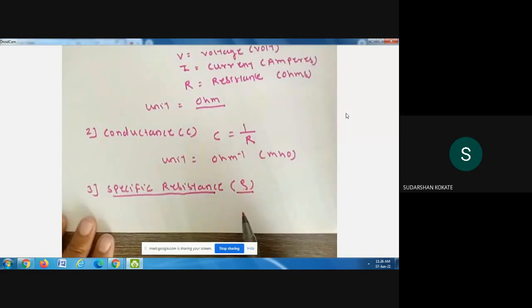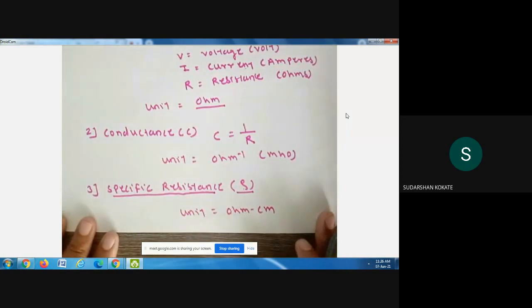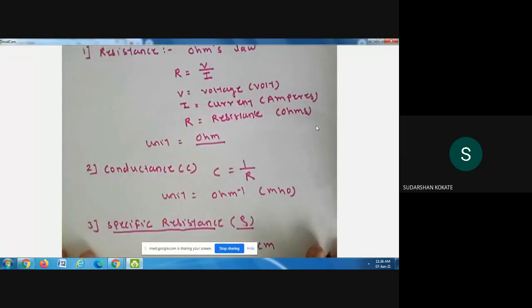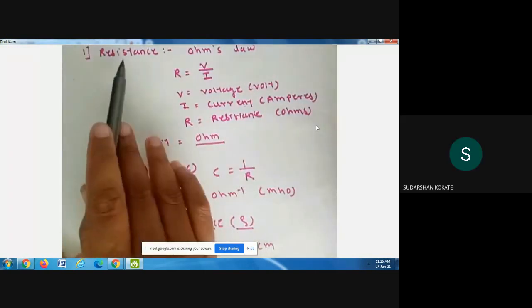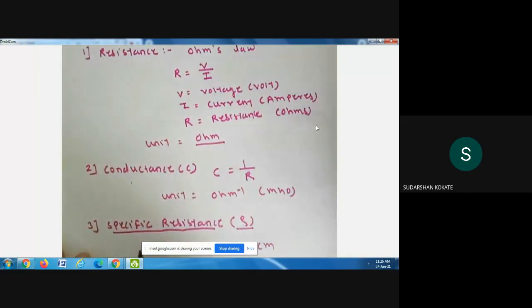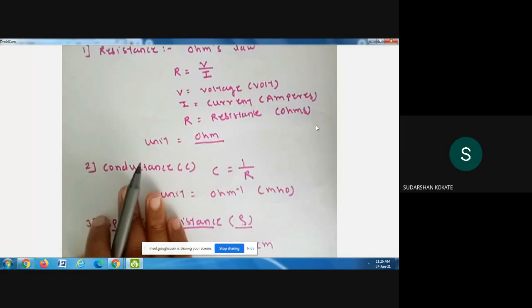It can be defined as the resistance in ohm which is offered by 1 cubic centimeter of conducting material, known as specific resistance, and the unit of specific resistance is ohm centimeter. Is that clear to you? These three different terms: resistance, conductance, and specific resistance. Okay. Now we will move to the next point.